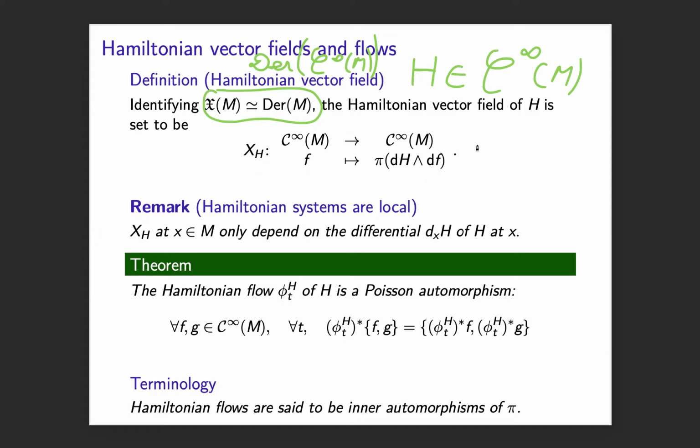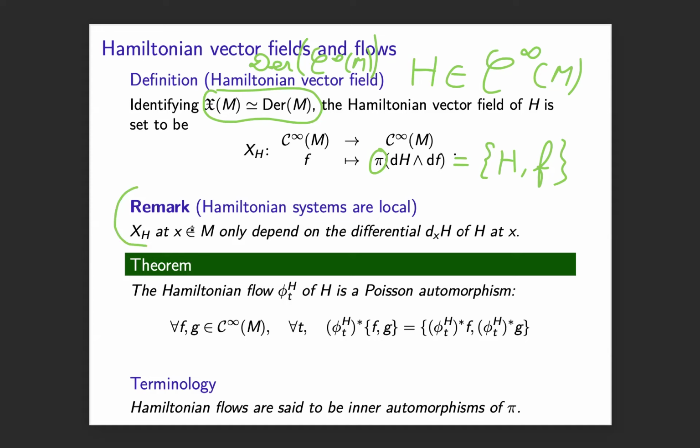So here it's relevant to notice that this is also the bracket of H and F, denoting by these brackets the Poisson brackets that are provided by the bivector pi. So this remark is of physical importance and relevance.